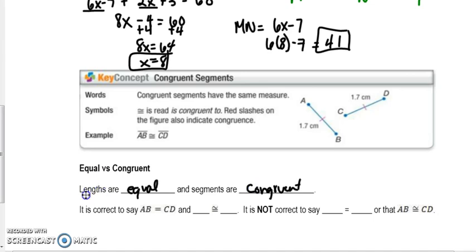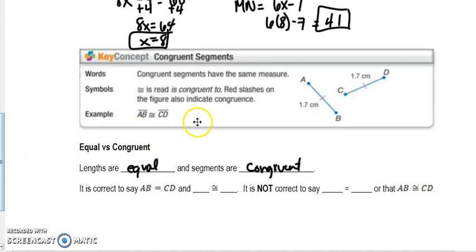So actual measurements are equal, and then when we talk about figures, we talk about them being congruent. Okay, so it can get a little bit confusing, but for the most part, you'll kind of get the hang of it after we practice it. So it's correct to say that AB equals CD, and that segment AB is congruent to segment CD, more of the picture versus the value.